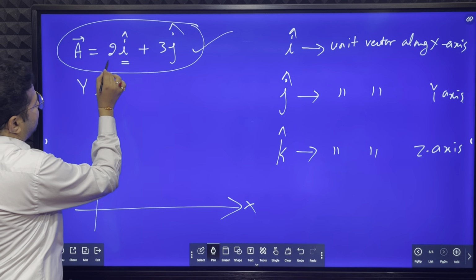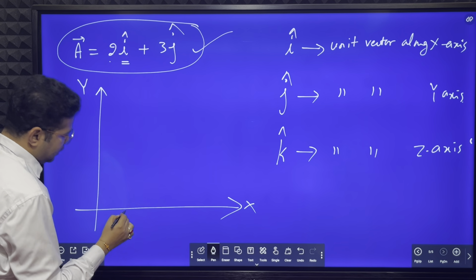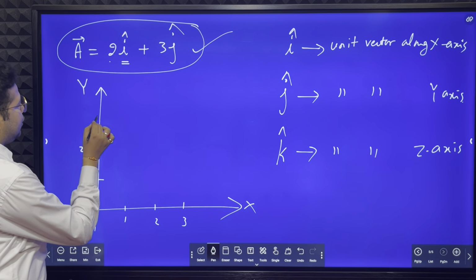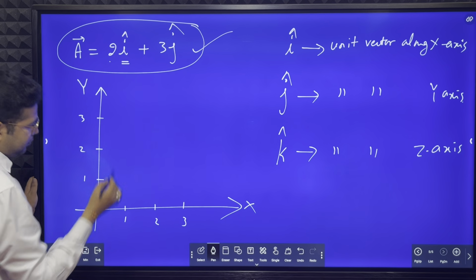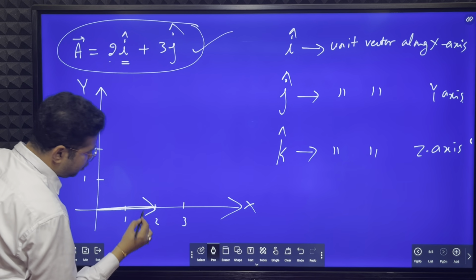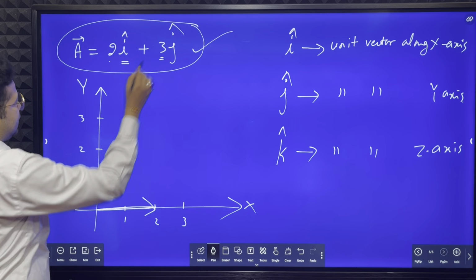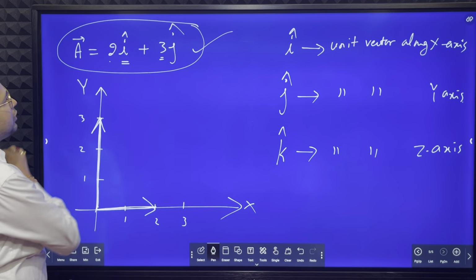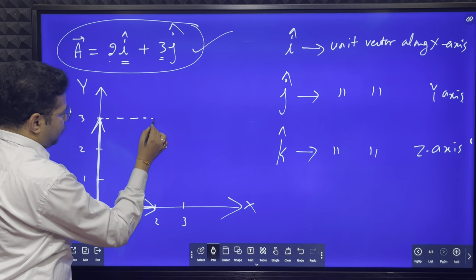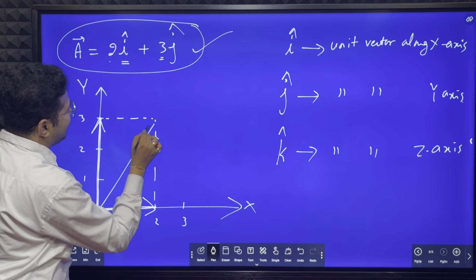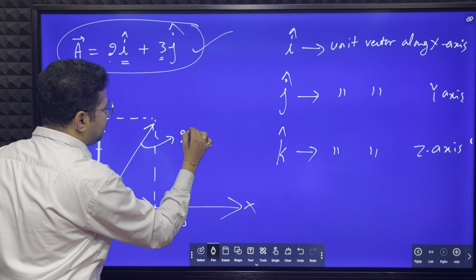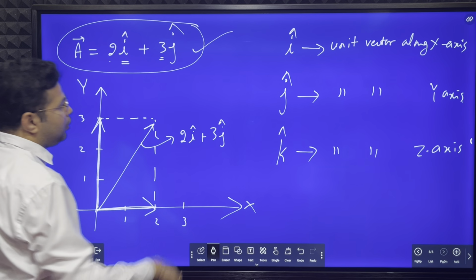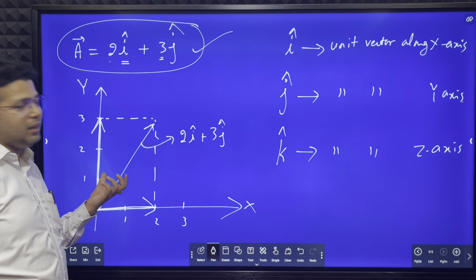Vector A has got a magnitude of 2 along x-axis. So I write this as 1, this as 2, this as 3, and so on. Along x-axis, 2. This is 2i cap. Along y-axis, what is the magnitude? 3. So this is 3j cap. This is 2i cap. Now what is the given vector? Given vector A is this: 2i cap, 2 along x-axis, 3 along y-axis, 2i cap plus 3j cap. This is how you represent a vector graphically.